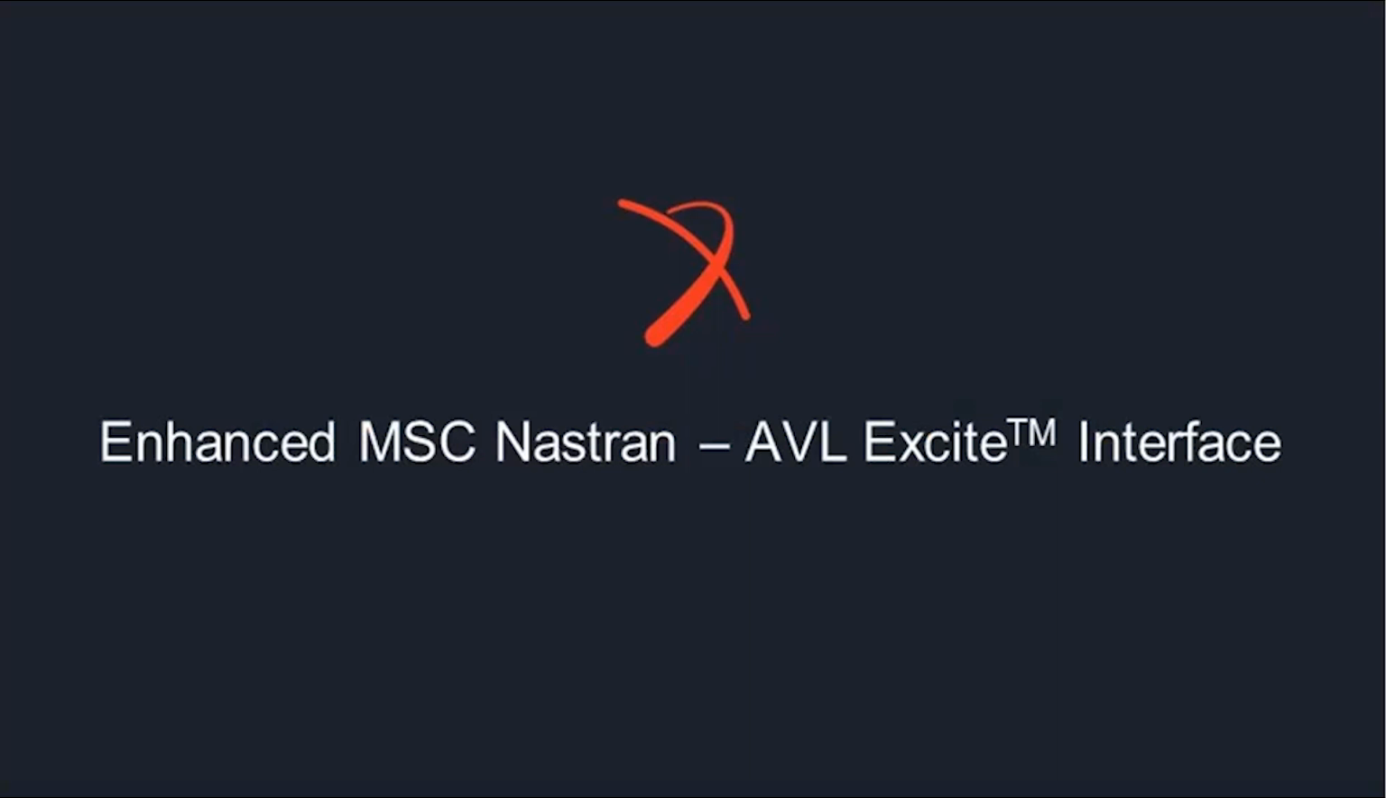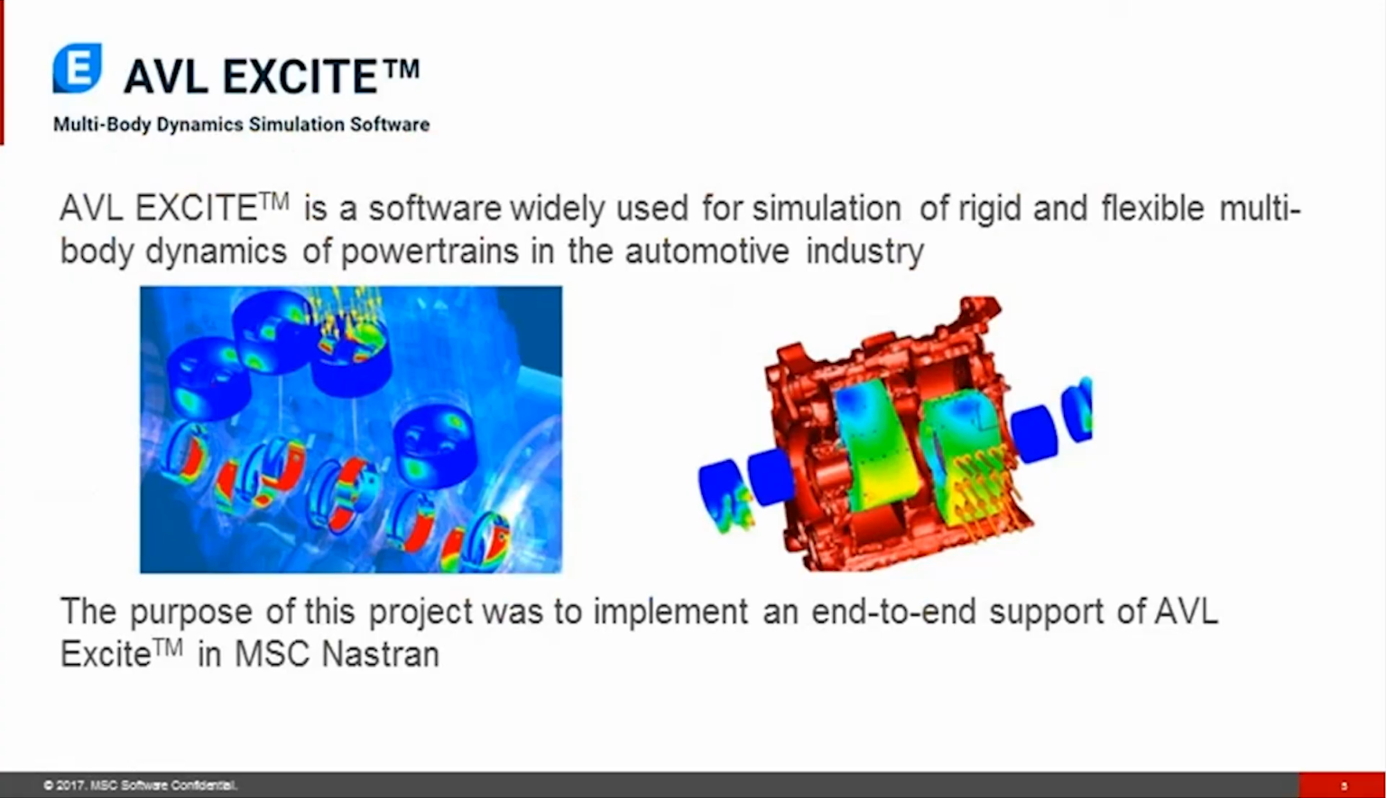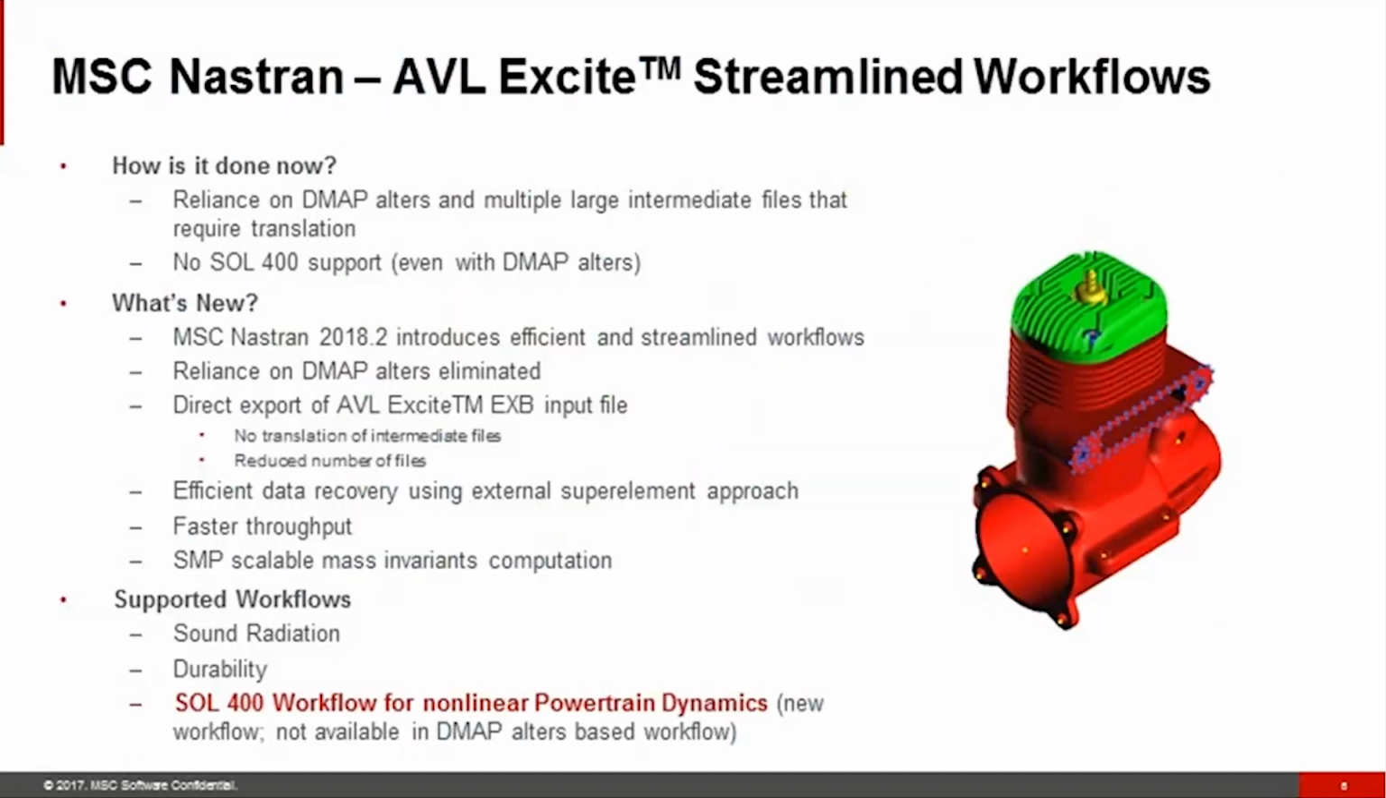Let's talk about the new MSC Nastran AVL Excite interface. AVL Excite is a multi-body dynamic simulation software which is generally used in the automotive industry to study the excitations in internal combustion engines. It's widely used for powertrain simulation. For a really long time, our customers were using DMAP alters to interface with AVL Excite. So in this release, we've added an automated interface to AVL Excite. I'll explain what that means in the next couple of slides.